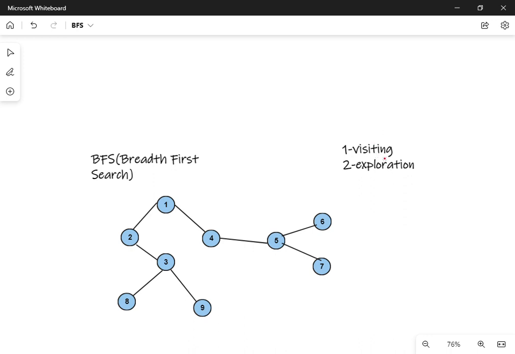What is the meaning of visiting? Visiting means we have to visit all the vertices of our given tree. We can visit any of the vertices first. Like we can visit 9 as our first vertex, 1 as our first vertex, 5 as our first vertex, and also 7 as our first vertex. And the second step to follow is exploration.